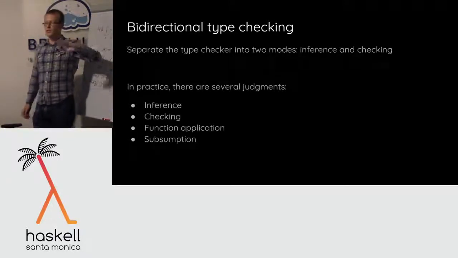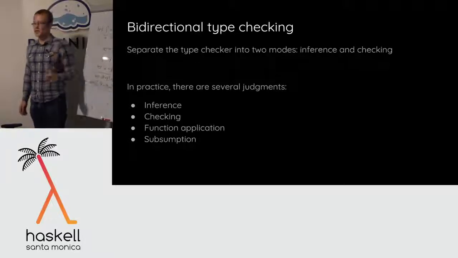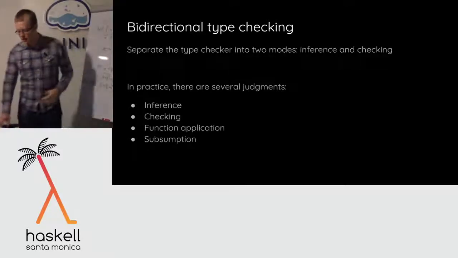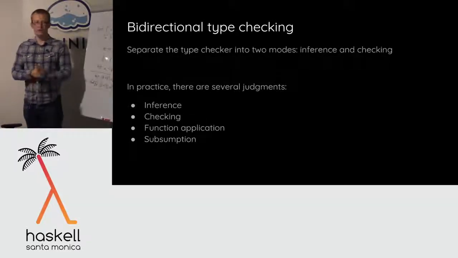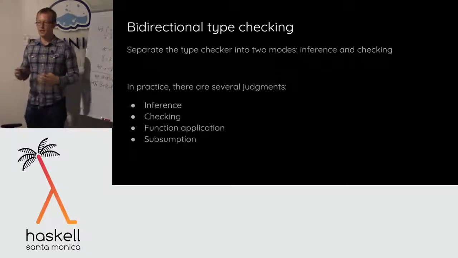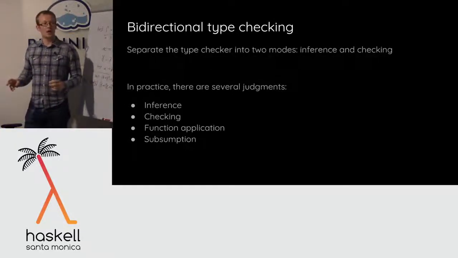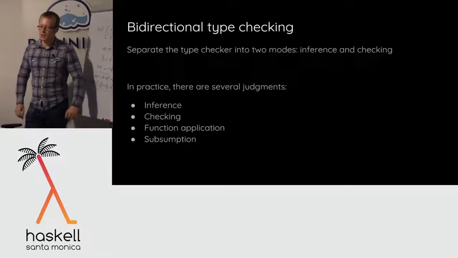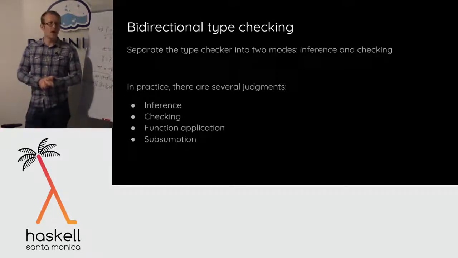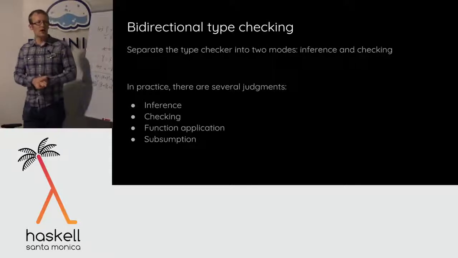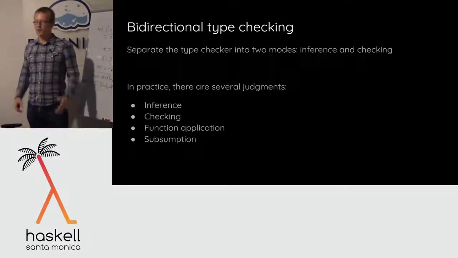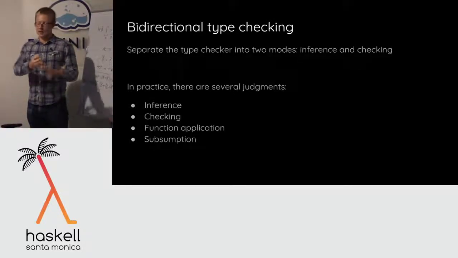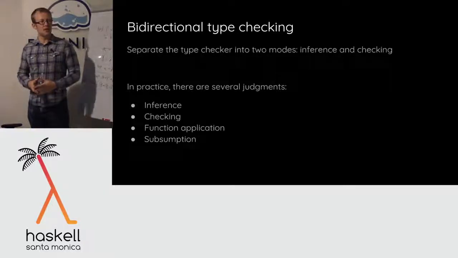That's mode one. No type annotation, you just do type inference. If you have a type annotation, it's better to check that the type annotation is correct, okay? Because it'll give you more information to check with. So that's the way I think about this thing called bidirectional checking, where the gist is that you split your type checker into two functions, or two judgments, inference and checking. So inference is used when you don't have type annotations, checking is used when you do. In practice, we have a couple more. The function application judgment is used whenever you have a function application, and that is an application of a function to something else.